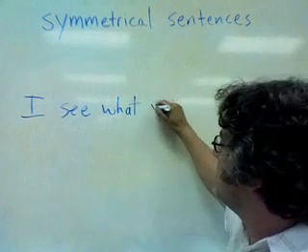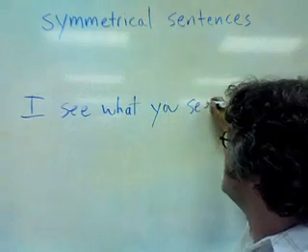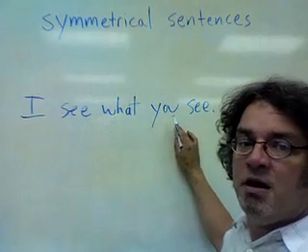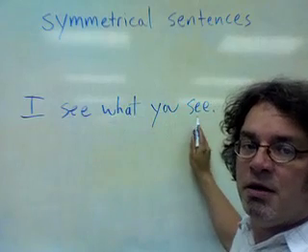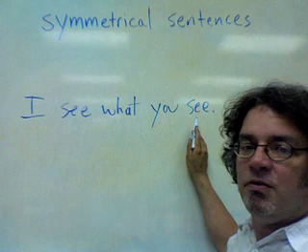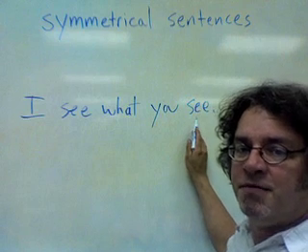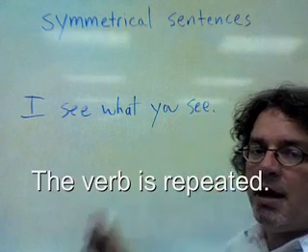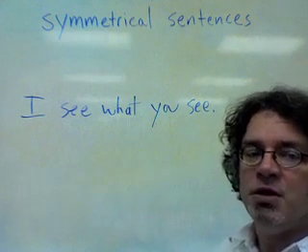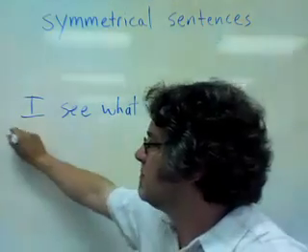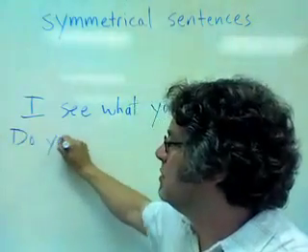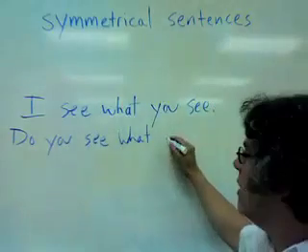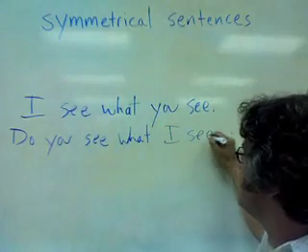I see what you see. So the subjects are different, but the verb is the same. And this is what's very common in sentences that have this kind of symmetrical structure. The verb is repeated. I see what you see. But make the question, do you see? Do you see what I see?